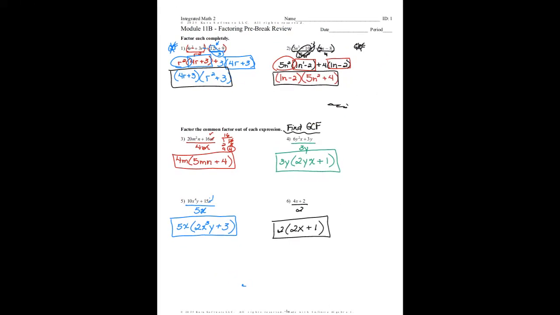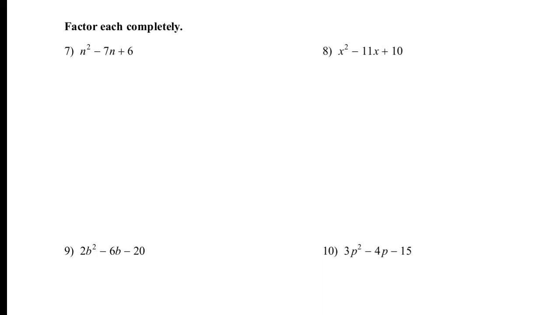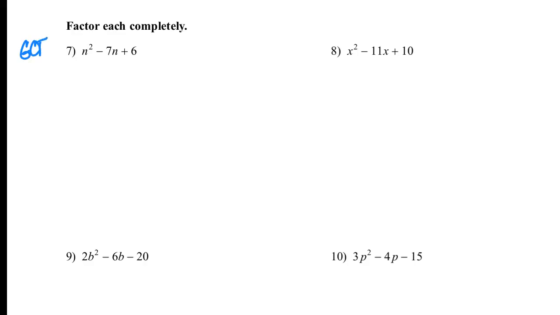Okay. Hey, let's go to the back side. Ooh. Now we have our trinomials. N squared minus 7n plus 6. I know I always need to check for a GCF first, but my smallest coefficient is 1. So I'm not going to have anything number-wise because 1 goes into everything, and that's not going to be helpful. Do I have a variable in every term? No. So no GCF. And when you have a trinomial, after you've checked for a GCF, you need to go for the X factor.